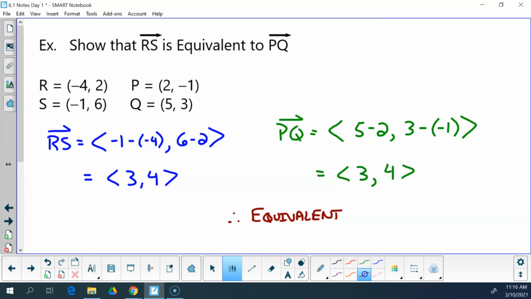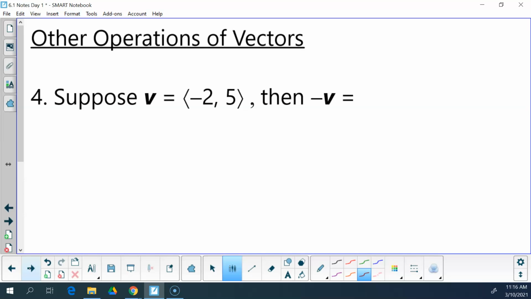Okay. Good so far? Sweet. Here we go. So suppose that vector V has a component form of -2, 5. Then we need to find the opposite of V.